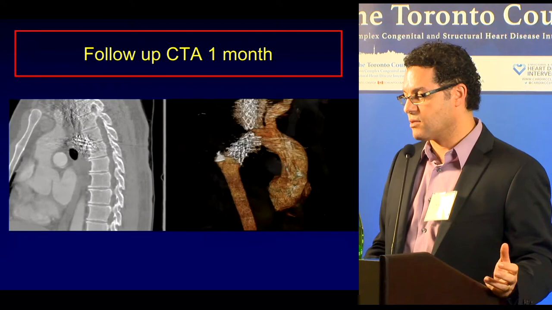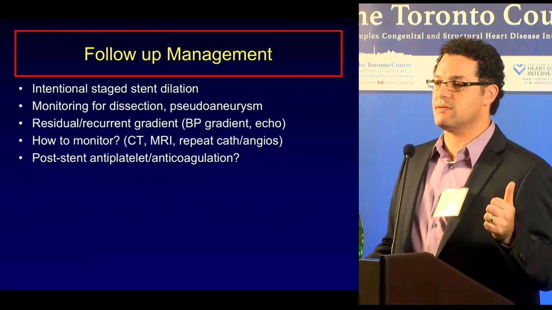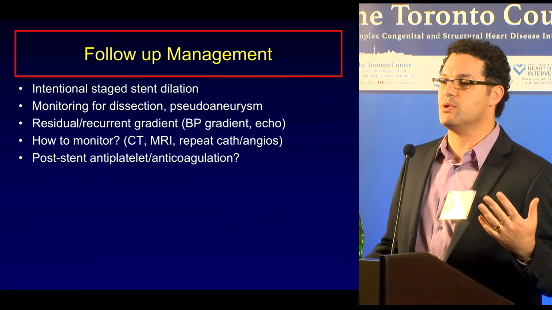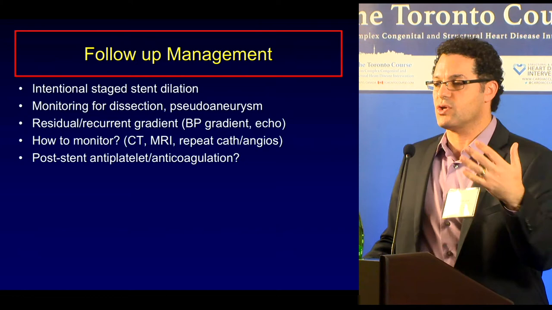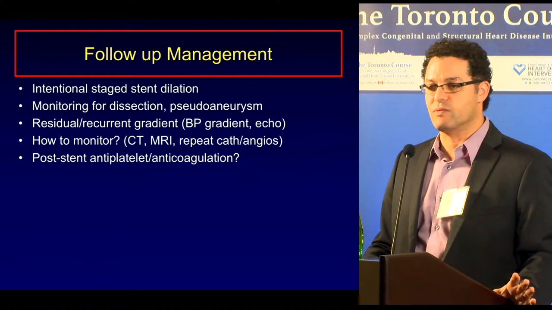So it's consult to completion, and I don't think there's ever a completion for coarcts. Patients can get fractures of their stents, they can get pseudoaneurysms, they can have other complications, and they need to be managed by people who understand how to manage coarctation stenting. They shouldn't just be discharged afterwards if you're not going to know how to manage it. So you need to consider intentional staging of your stent, and this patient will come back for another cath. Monitoring for, as I said, dissection, pseudoaneurysm, residual recurrence, gradients, and blood pressure control.